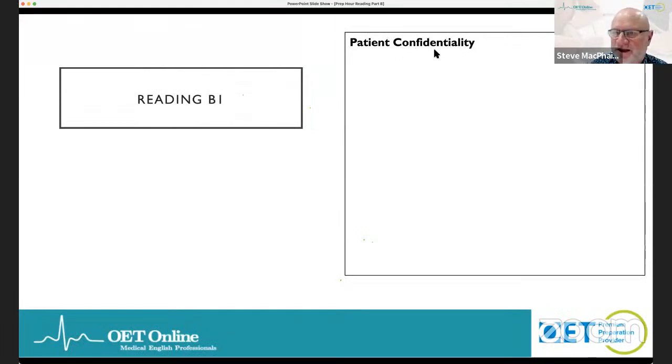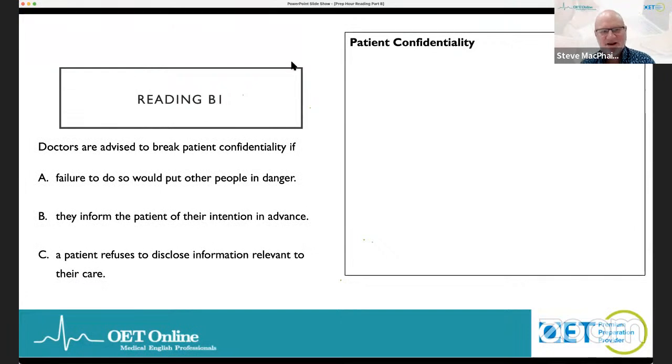All right, so we've got a topic here, patient confidentiality, everyone. And so we look at our questions first. I haven't revealed the text yet, right? So let's go through this process. Doctors are advised to break patient confidentiality if. So they are advised to break confidentiality. Question to the audience: do we normally break confidentiality? It says here, doctors are advised to break confidentiality if. If's a key word. If what?